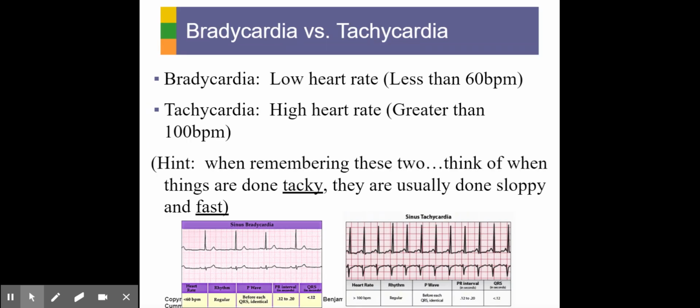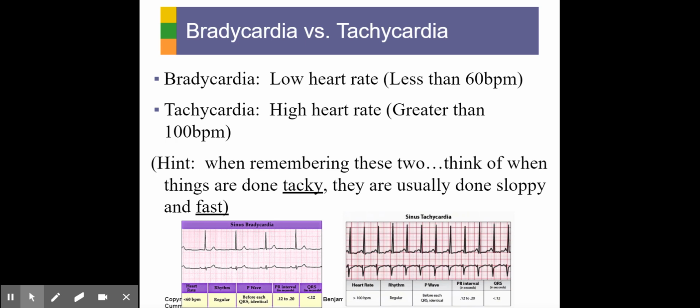There are two conditions that we usually look at. One's called bradycardia, the other one's called tachycardia. Bradycardia is usually a heart rate that is lower than 60 beats per minute, so this is a really slow heart rate. Tachycardia is usually a high heart rate, something above 100 beats per minute. Your normal resting heart rate should be somewhere between 60 to 80 beats per minute. And that's pretty average for a lot of people.